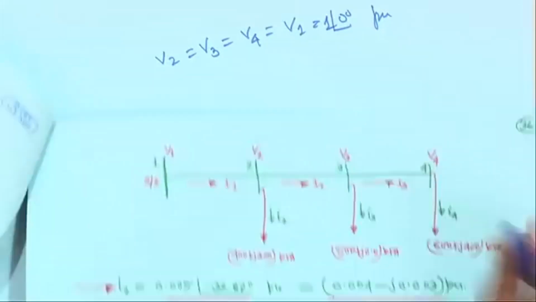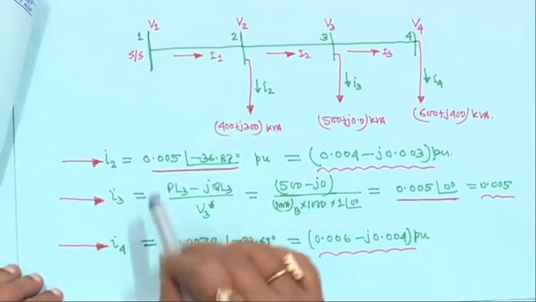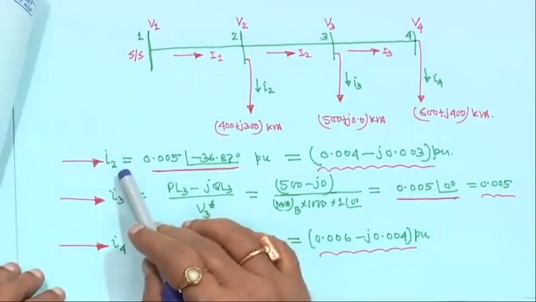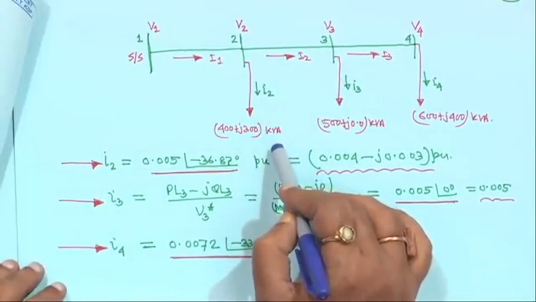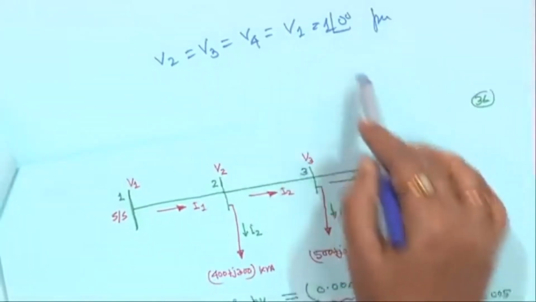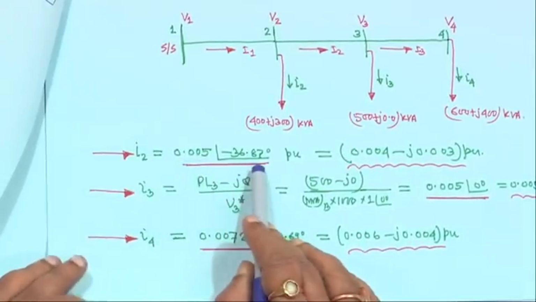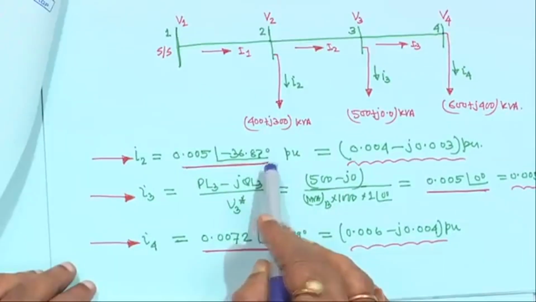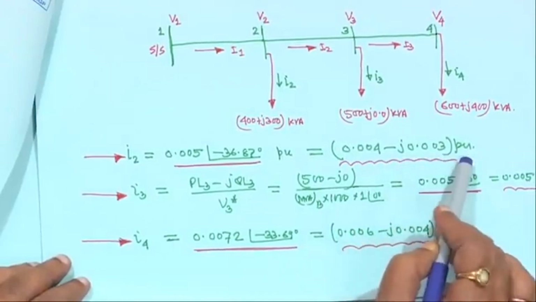So, flat voltage start, and in this case I 2, I 3, I 4. I 2 we have initially calculated as P 2 minus P L 2 minus j Q L 2 upon V 2 conjugate, but all the initial values are 1 angle 0. So, this is I 2 equal to 0.005 angle minus 36.87 degree per unit. That is 0.004 minus j 0.003 per unit.